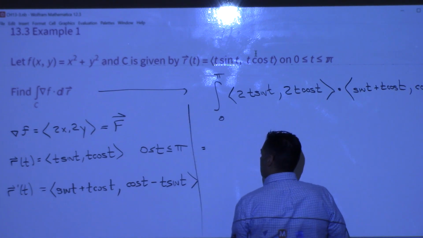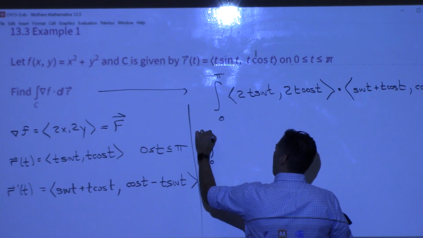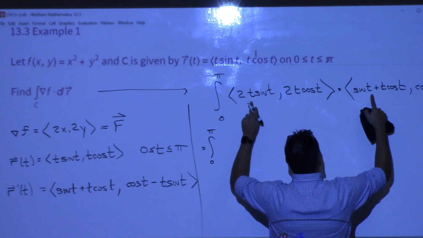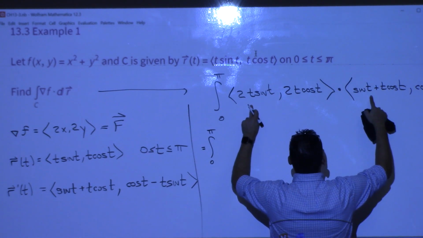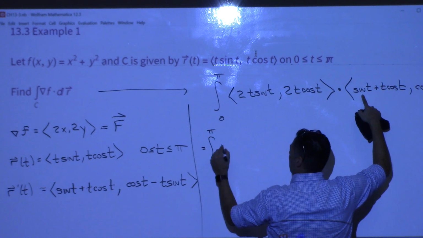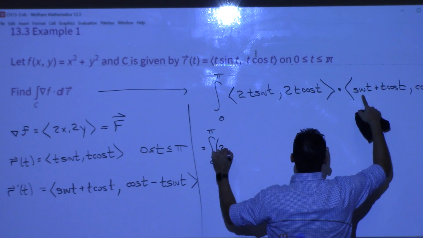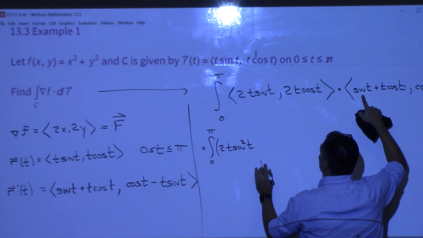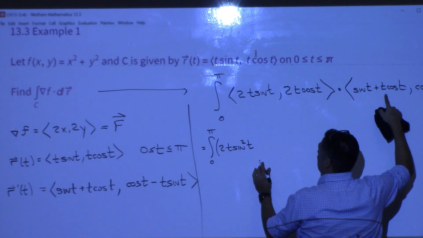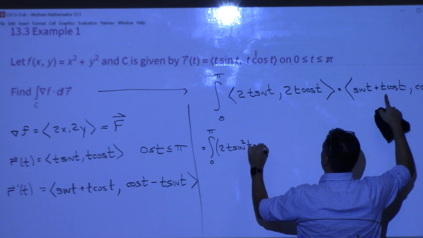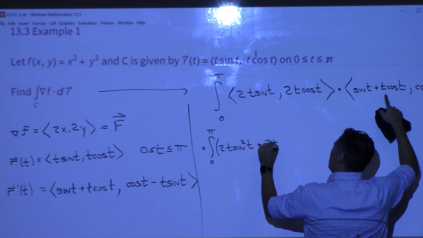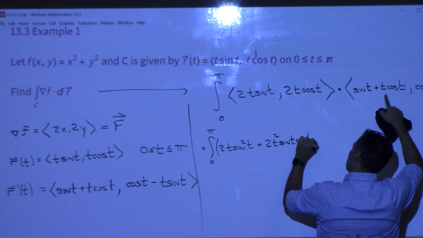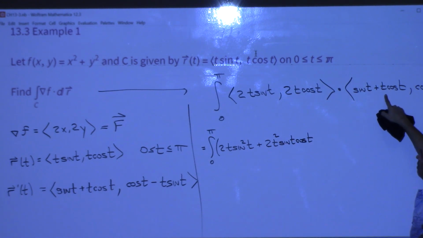Equals the integral from 0 to pi. When I multiply these together, let's hit this one first. I get 2t sine squared t. Then I have to hit this one. So plus 2t squared sine t cosine t. Okay, that's the first part.